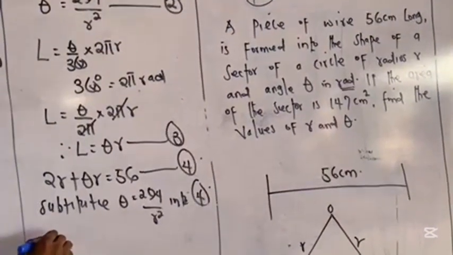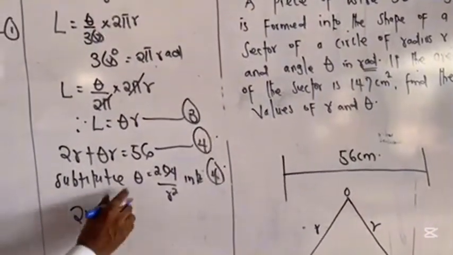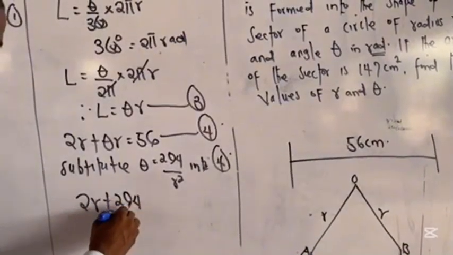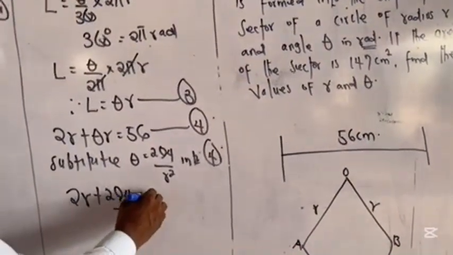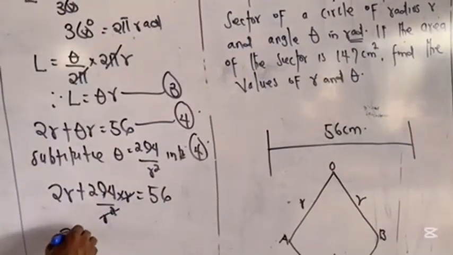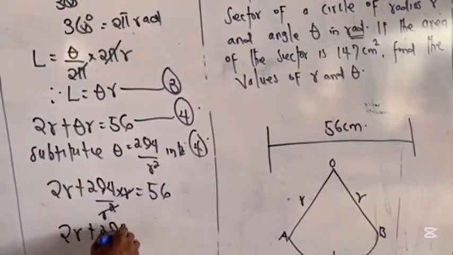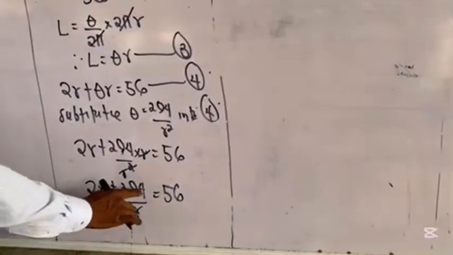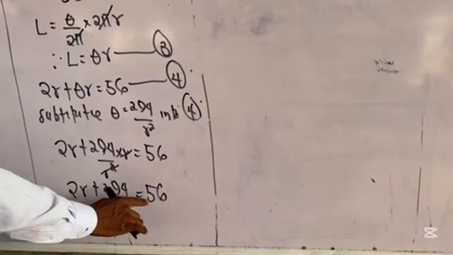We're going to have 2 radius plus 294 over radius squared times radius. So 1 radius can cancel 1 radius from here. I'm having 2 radius plus 294 over radius equals 56.